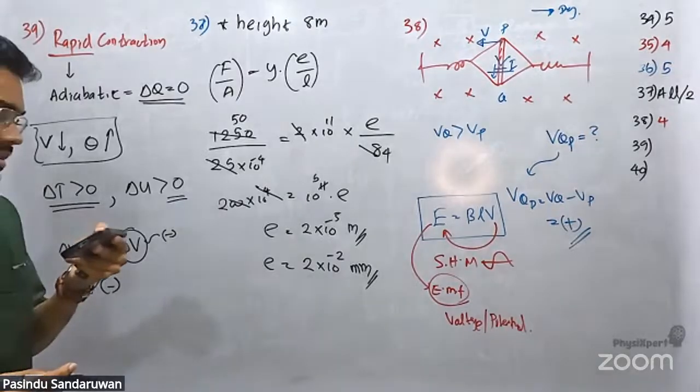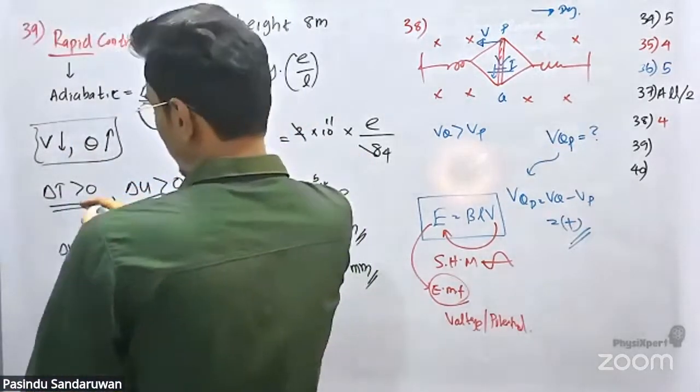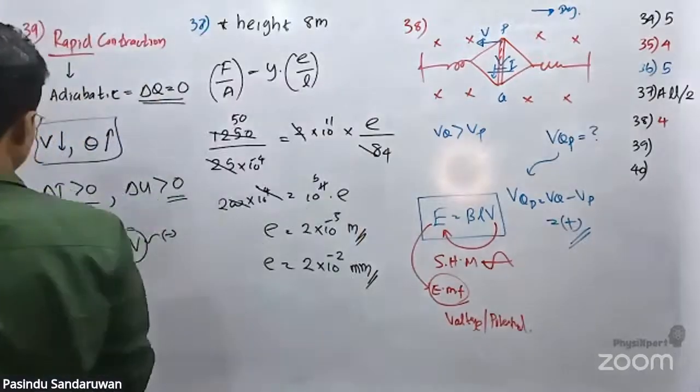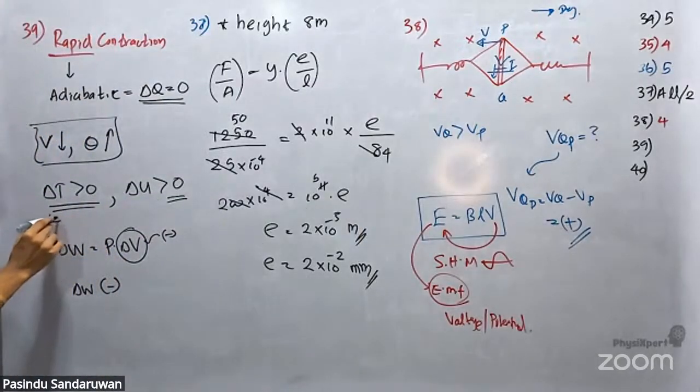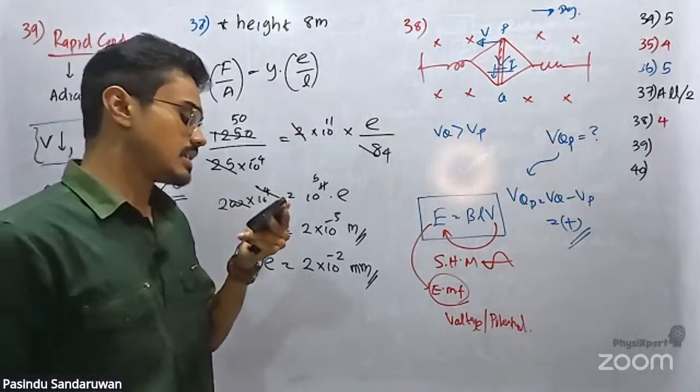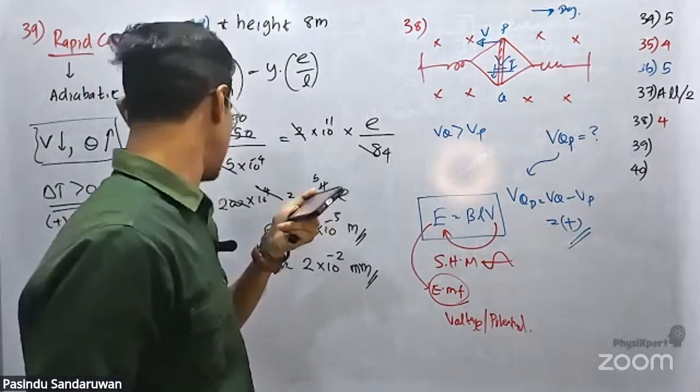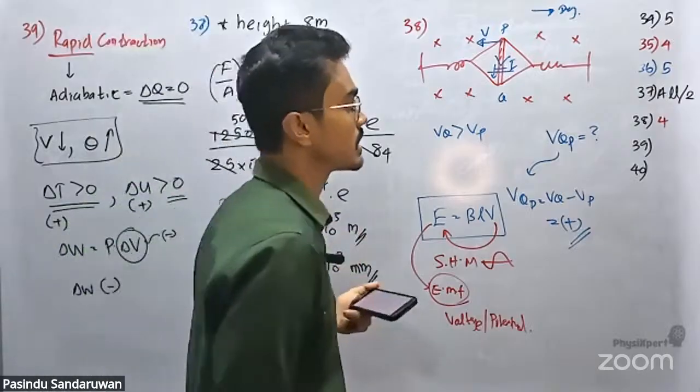Right? Delta T is greater than 0. Delta T is positive, and delta U is positive. Delta T positive, delta U positive, delta Q 0, delta W negative. Answer 1. Question 39, answer 1.